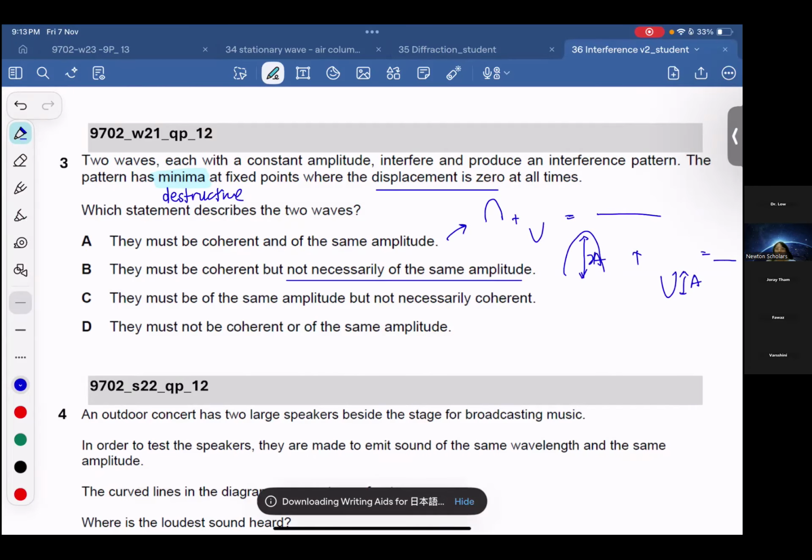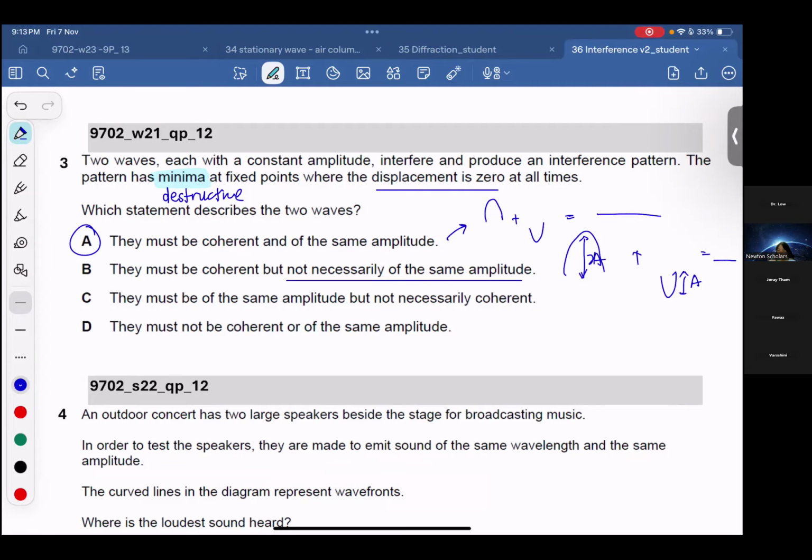Fawal and Wesley, do you get my idea? Fawal, okay already. Jore, no. Must be coherent. So today, for an interference pattern to be observed, the sources must be coherent. Okay, Fawal gets the idea already. Prasan, so A. Yes, dear. Prasan, the answer is A. Must have the same amplitude and must be coherent.